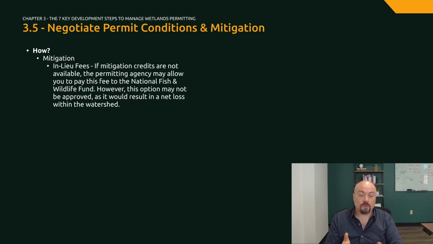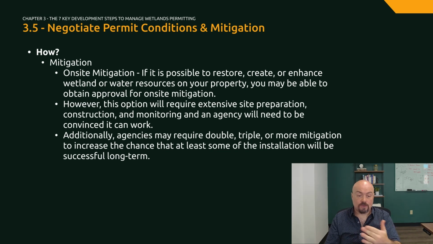It is therefore important to talk to agency staff early in the process to make sure that you understand what they will approve on your project. If it is possible to restore, create, or enhance wetland or other resources on your property, you may be able to obtain approval for on-site mitigation.